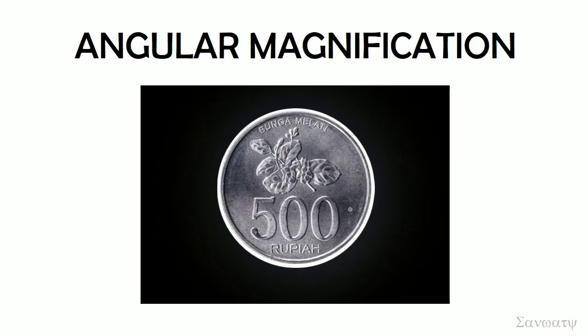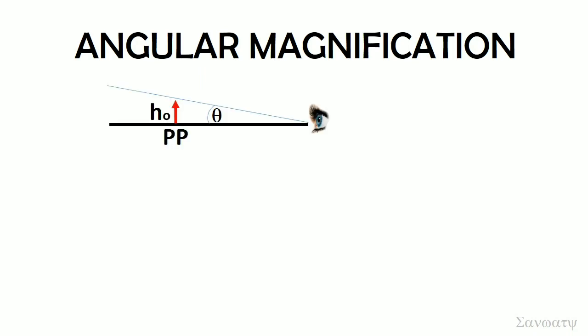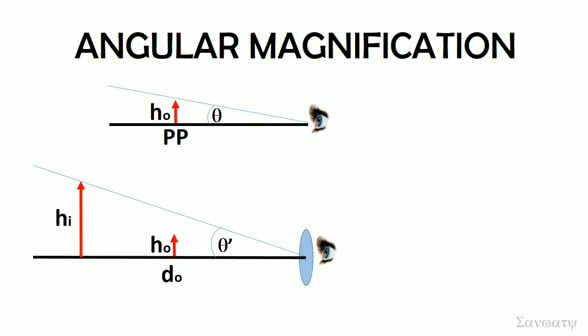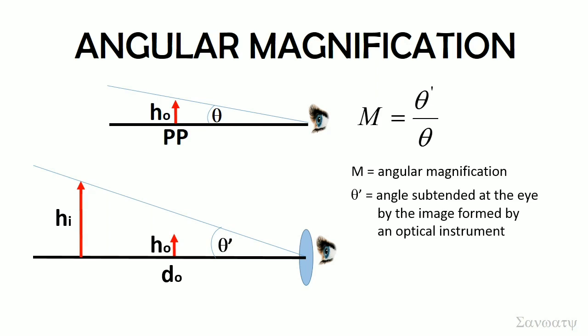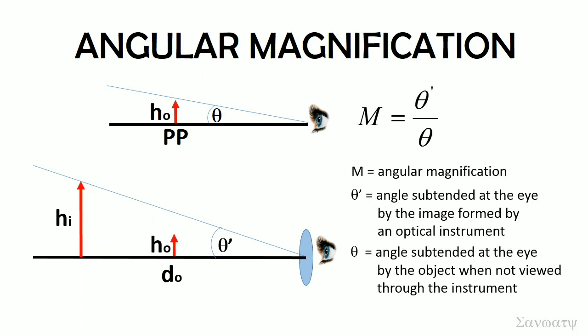And it's because of the angular magnification. As you see on the diagram, without any optical instrument, there will be a theta, the angle subtended at the eye by the object when not viewed through the instrument. And on the next diagram, there is theta prime, the angle subtended at the eye by the image formed by an optical instrument. The angular magnification is actually the ratio between theta prime and theta, whereas theta prime is the angle subtended at the eye by the image formed by an optical instrument, and theta is the angle subtended at the eye by the object when not viewed through an instrument.